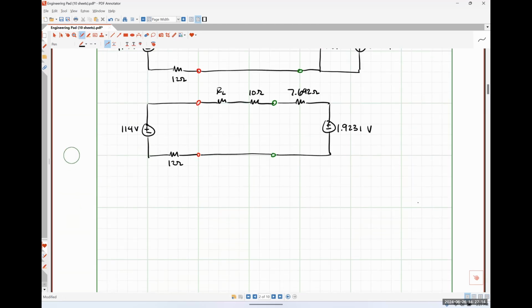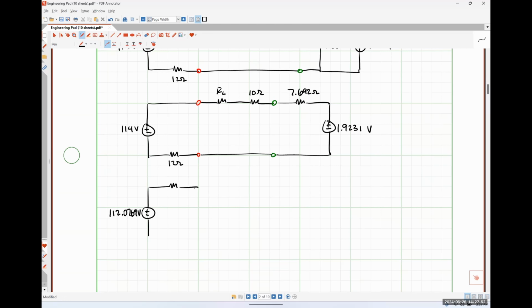And so what this is going to look like, I'm going to have 114 volts minus that 1.9231 volt source because they are in series but have opposite polarities. So 114 minus that gives me 112.0769 volts.